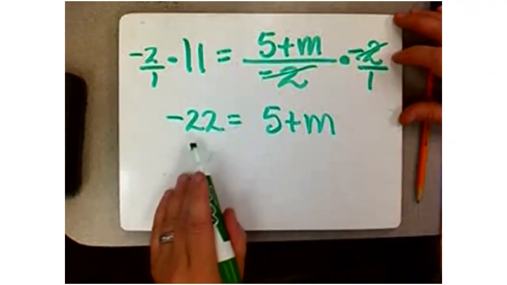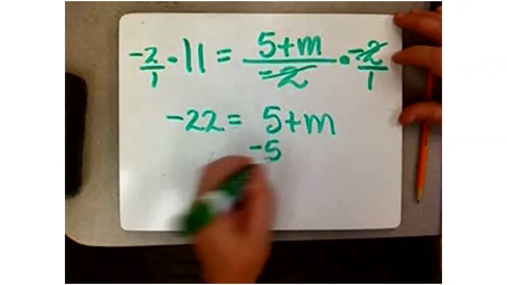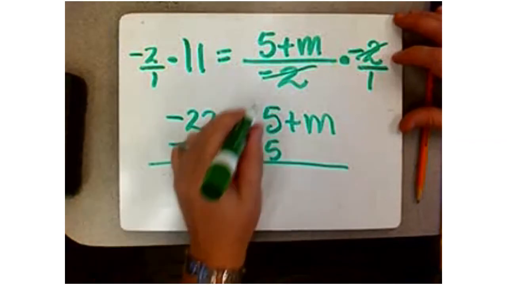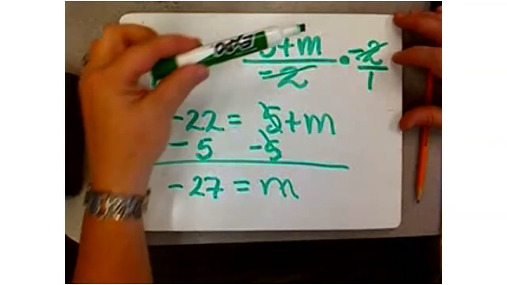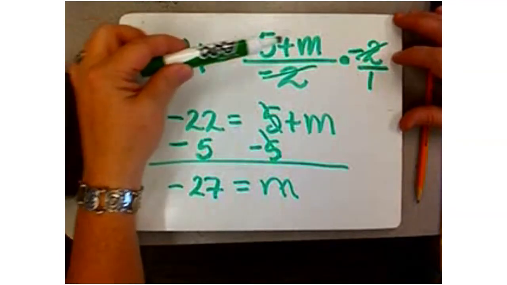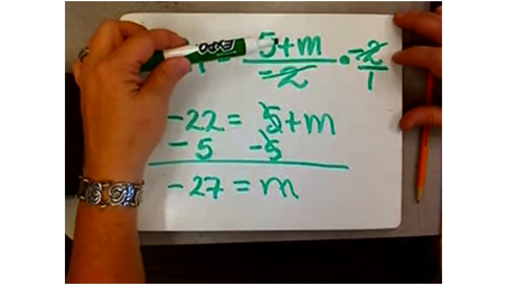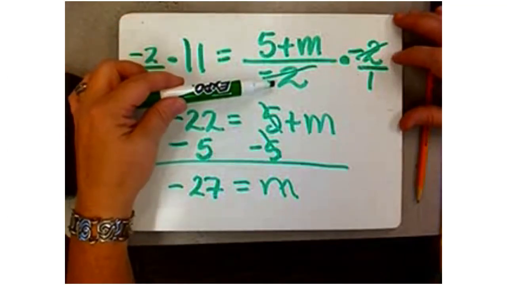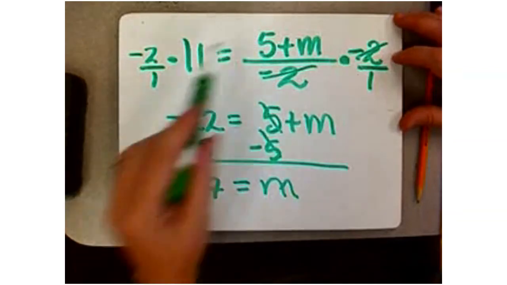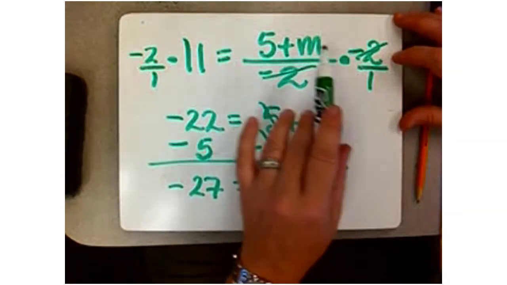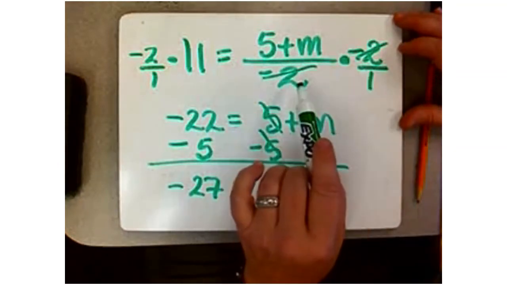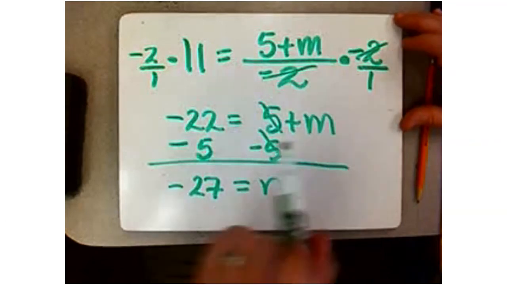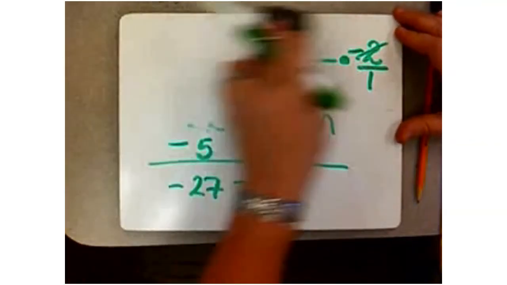Now this is just a simple one-step equation. We subtract 5 from both sides, and m equals negative 27. We check our answer. We plug that negative 27 in for m. 5 plus negative 27 is a negative 22. Negative 22 divided by negative 2 is a positive 11. So in this case, when we saw division happening to quite a bit of stuff in the numerator position, we went ahead and got rid of that division, that denominator, by multiplying by the reciprocal, or multiplying by that negative 2.